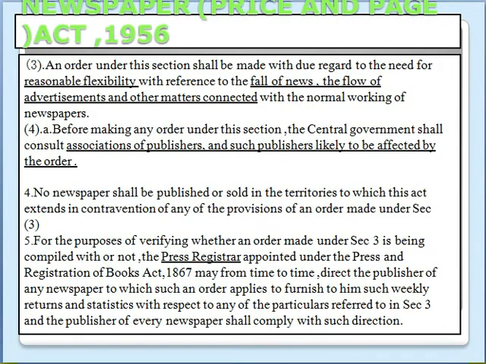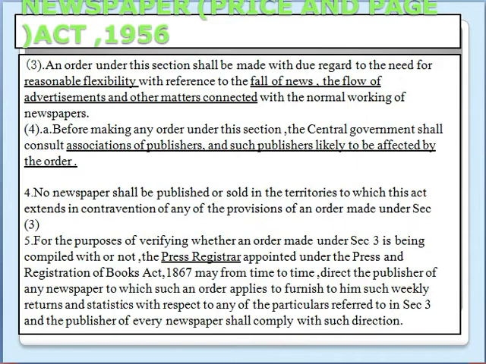Now, under this section, Section 2, subsection 3 says, an order under this section shall be made with due regard to the need for reasonable flexibility with reference to all the fall of news, the flow of advertisements, and other matters concerned with the normal working of the newspaper. So, a newspaper containing no public news, only advertisements, cannot be deemed a newspaper. So it has to be specific rules and regulations formulated beforehand.